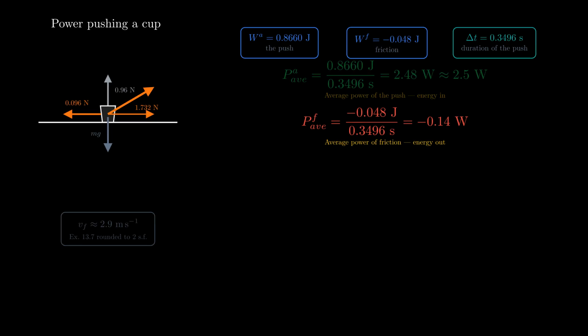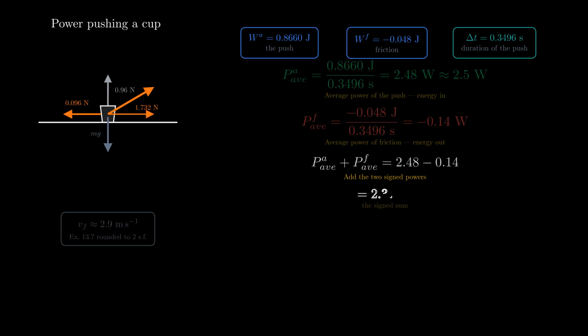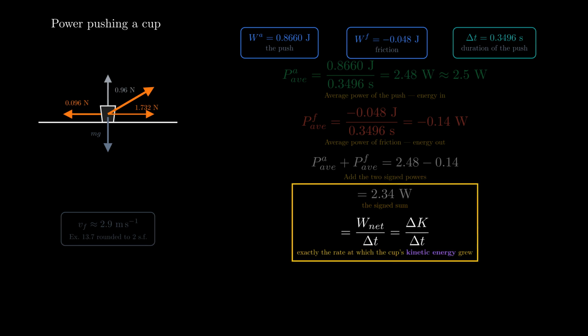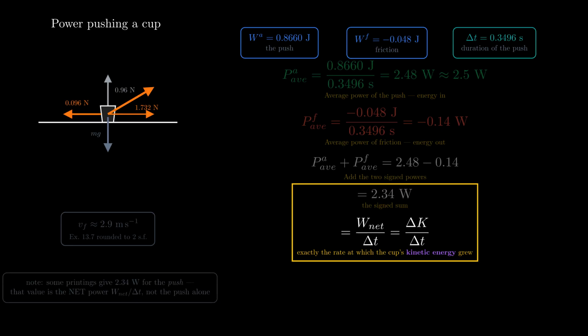Friction, negative 0.048 joules over the same time, negative 0.14 watts, and here is a check worth noticing. Add them. 2.48 minus 0.14 is 2.34 watts, exactly the net work divided by the time, the average rate at which the cup's kinetic energy actually grew. Each force delivers its own power. The signed sum is the rate the body's energy changes.